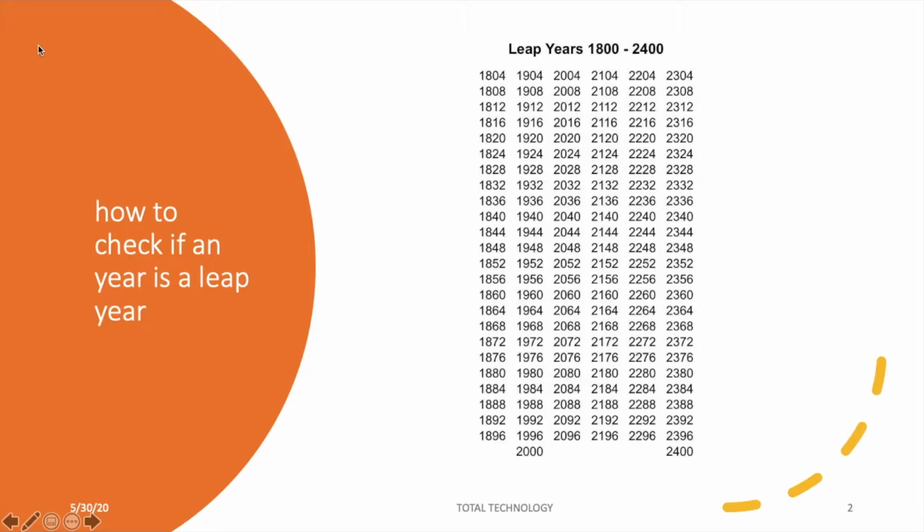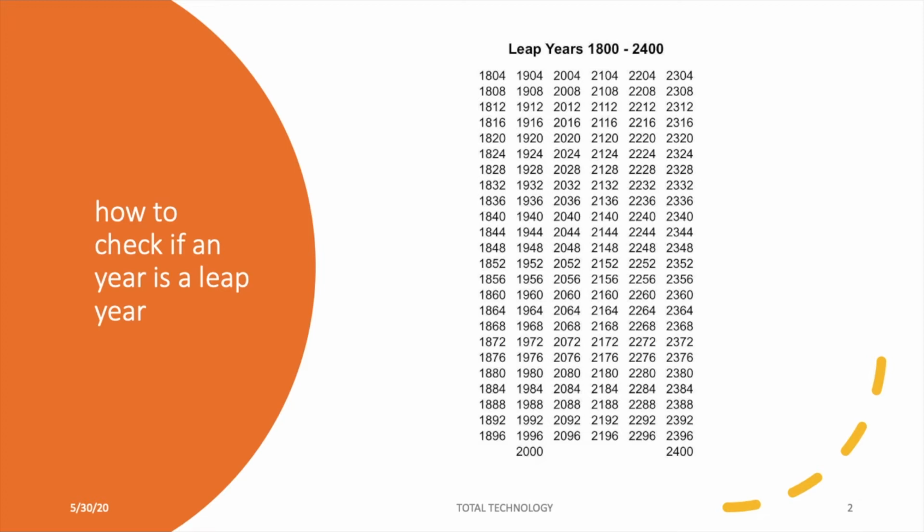So what I'm going to do is check whether a year is a leap year. How to do that? We'll ask the user to enter a year between 1800 and 2400, and if the year is a leap year, it is going to return true, or if not, it is going to return false.